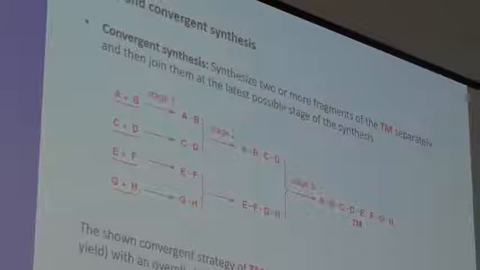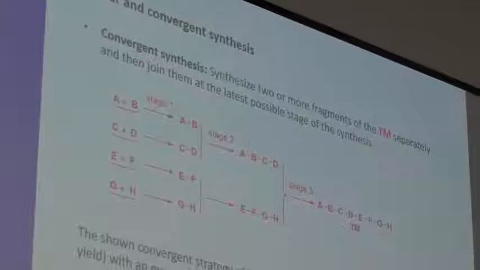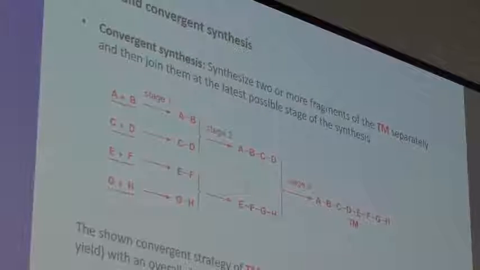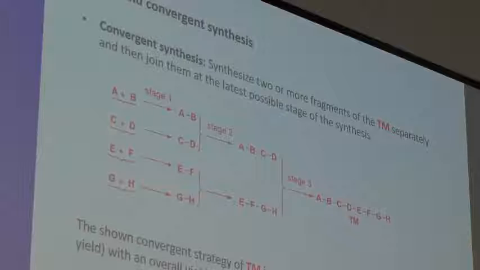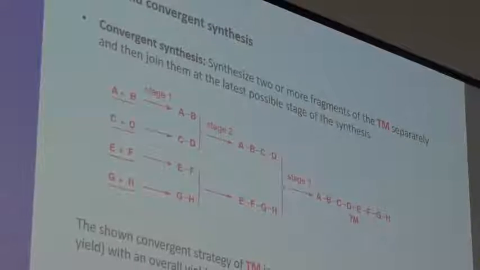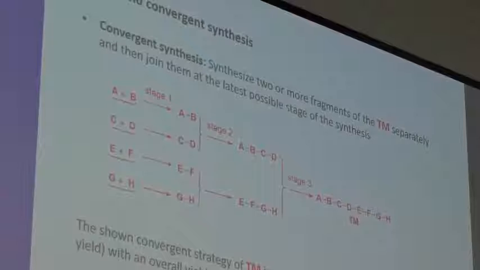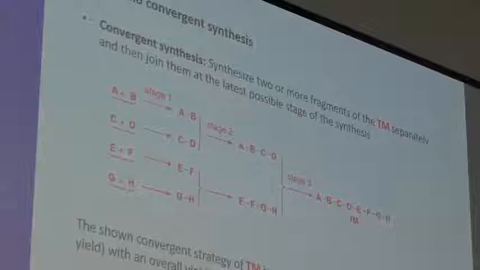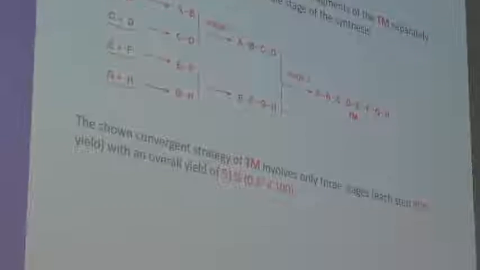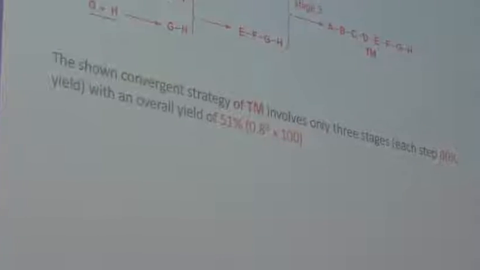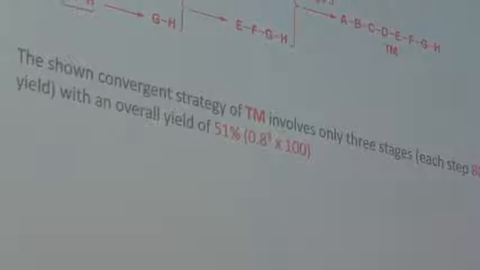Convergent synthesis involves the separate assembly of large fragments of the target molecule. These fragments are then joined at the latest possible stage of the synthesis. Here, the synthesis involves 3 stages, and with each step in 80% yield, that should give an overall yield of 51%.